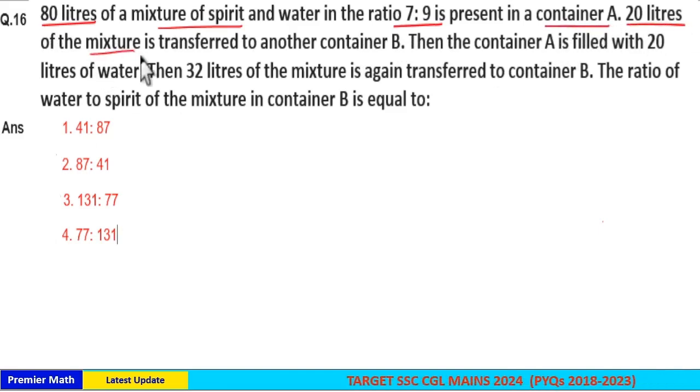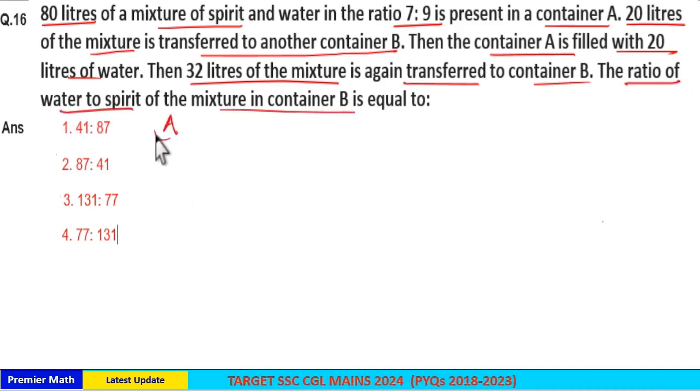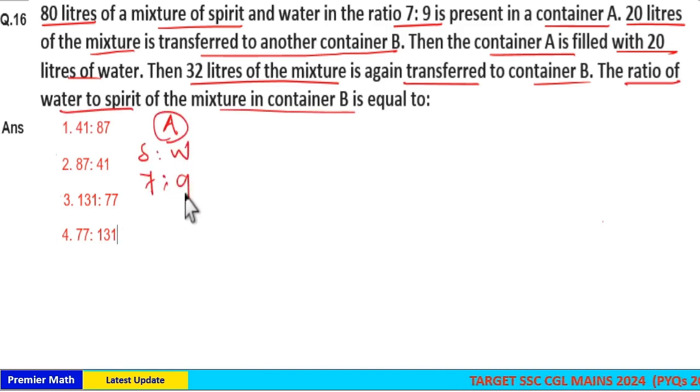20 liters of mixture is transferred to another container B. Then container A is filled with 20 liters of water. Then 32 liters of the mixture is again transferred to container B. Ratio of water to spirit of the mixture in container B equals to? Here container A contains spirit and water in the ratio 7:9.